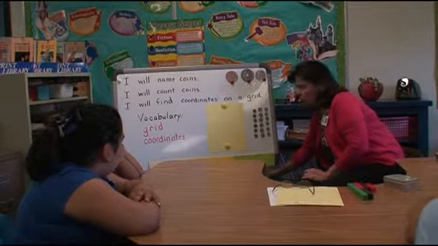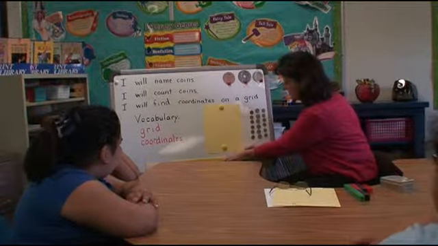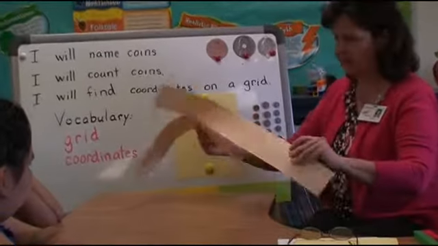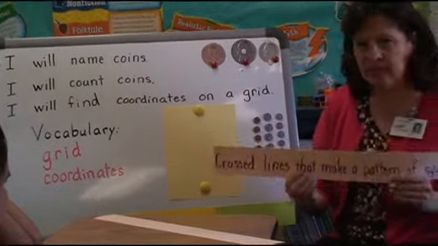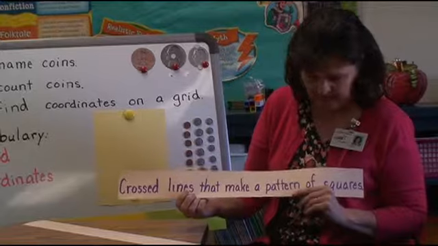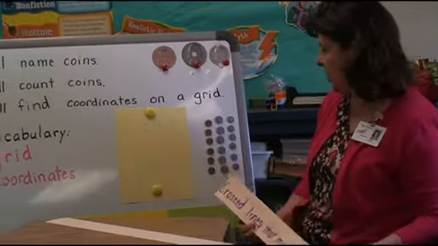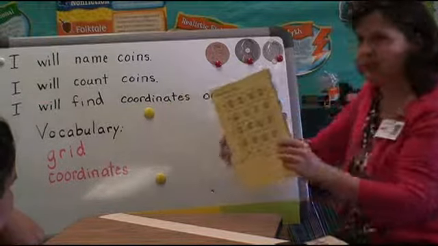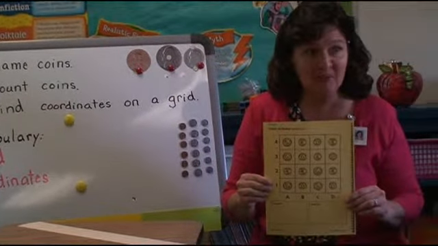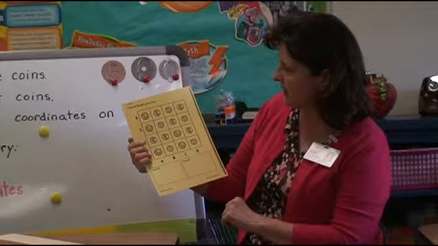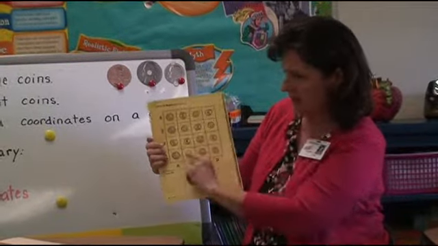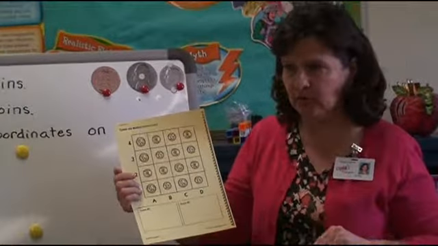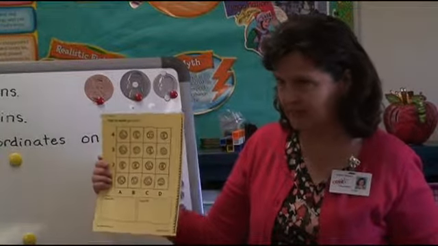And the word grid, what a grid is, it's cross lines that make a pattern of squares. For example, I've got a grid right here, and we're going to be using this grid today in a game that we're going to play about money. And you can see our grid has straight lines that cross, and they make a pattern of squares. Does everybody see that? Yes.